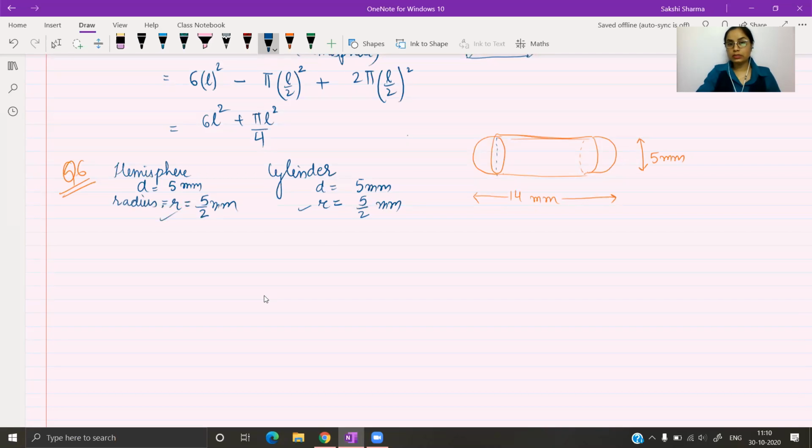For the height of the cylinder, we are going to make an equation here. So from the center of this hemisphere to the boundary, this is representing the radius. And from here, from the center of the other hemisphere to the boundary, we have the radius. And in between, we have the height of the cylinder. So h plus 2r equals 14 millimeters. From here, twice the radius will be the diameter. So h comes out to be 9 millimeters.